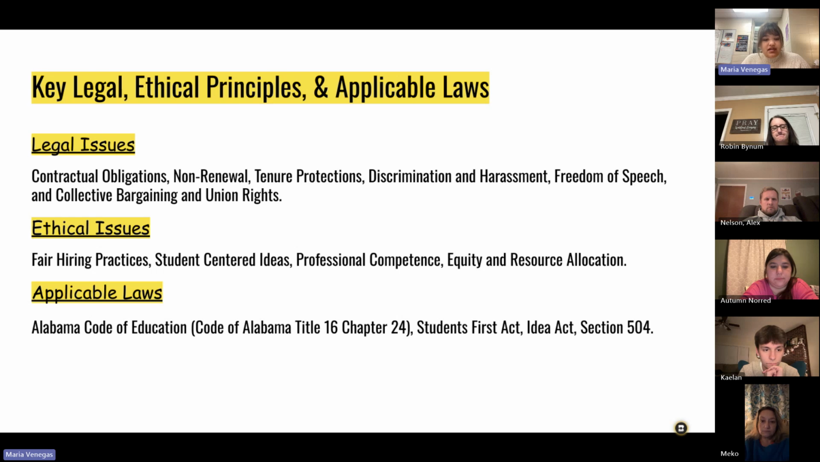ethical issues. And then there are several laws that directly impact teacher employment in Alabama, including the Alabama Code of Education, the Students First Act, IDEA, and Section 504.